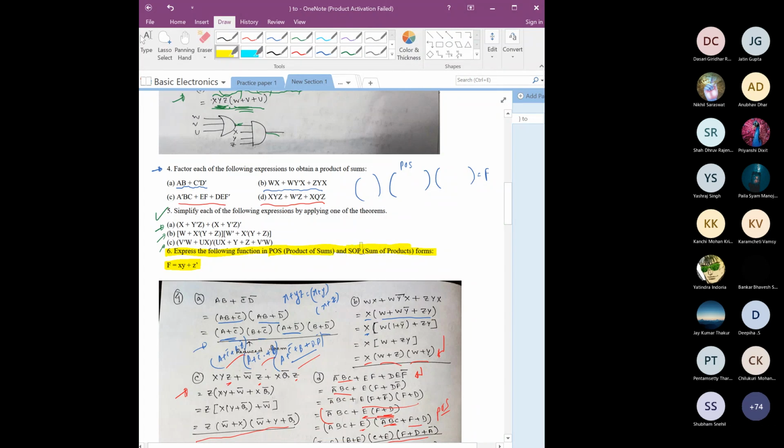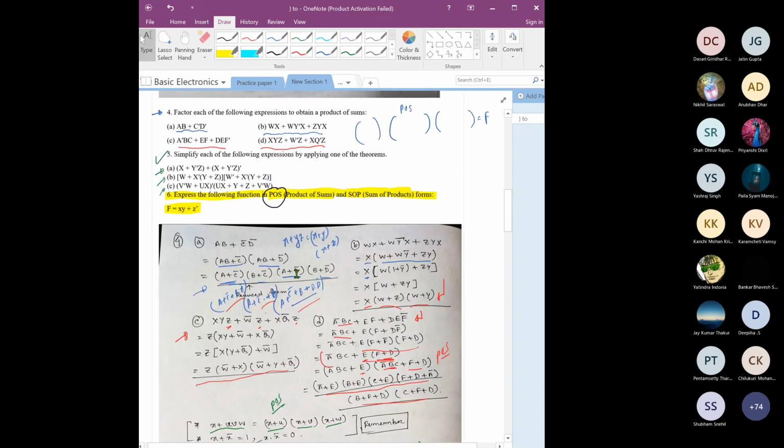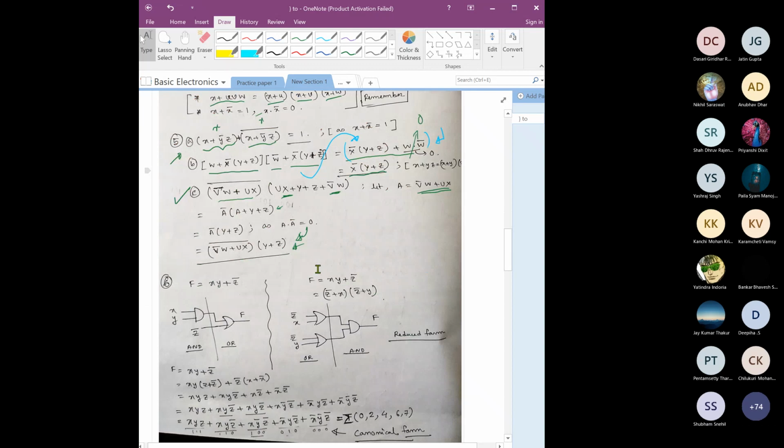So is it already in sum of product form or not? It is already in sum of product form. Yeah, that way we can say that it is already in sum of product form. Yes, true. Yeah, what about this POS? So x plus z bar into y plus z bar. Yes, sir.